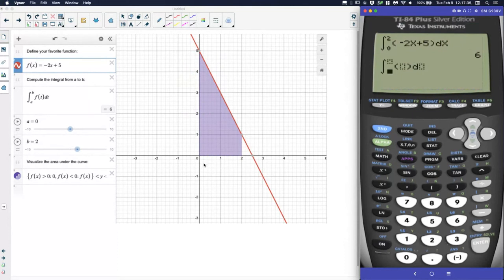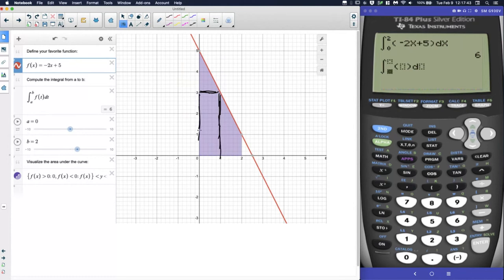So now I said, okay, so from 0 to 2, our area was 6. That's what the calculator said. Let's check that. Well, I've got this shape here. That is a rectangle. And this rectangle is 3 by 1. So 3 times 1 equals 3. So then this is 3. That's the area right here, 3.